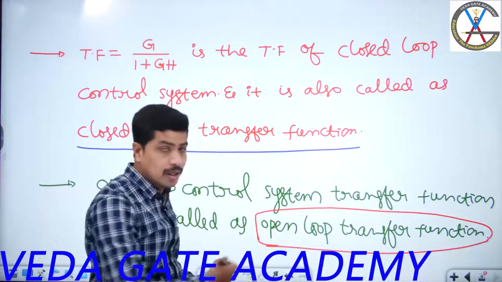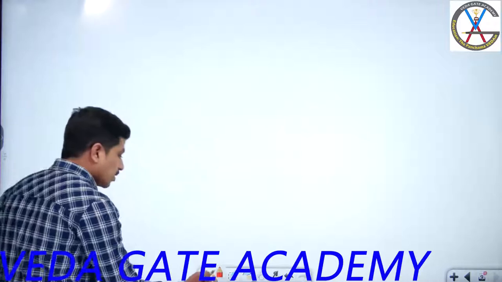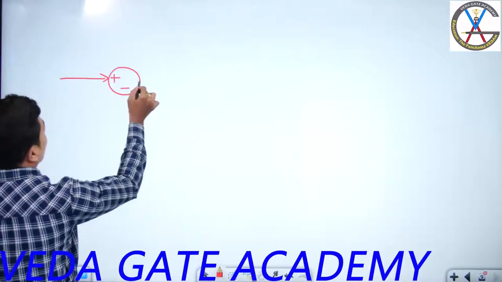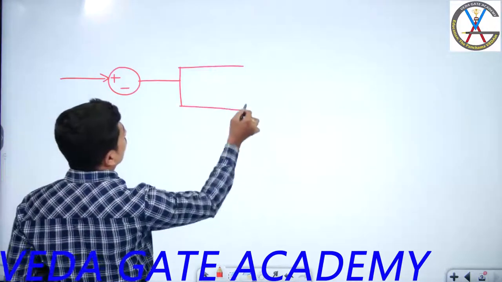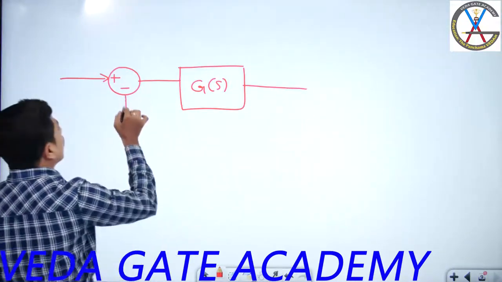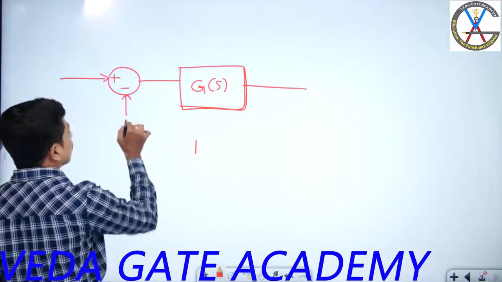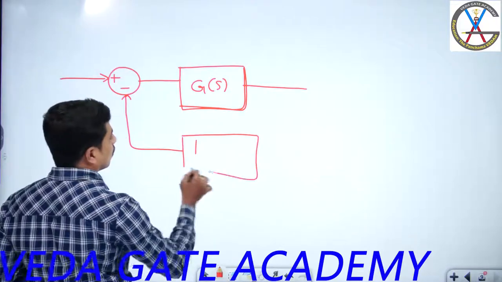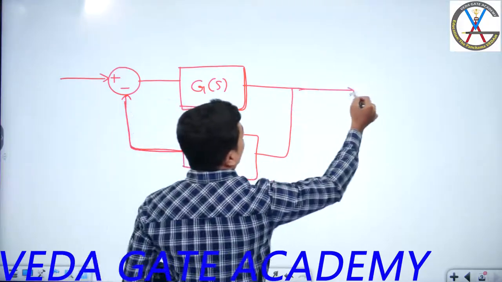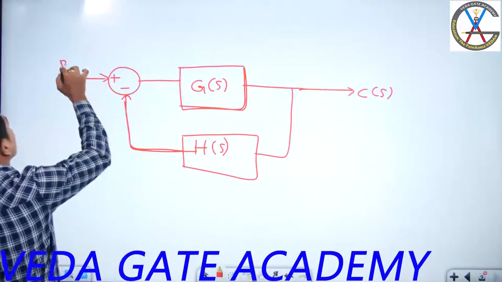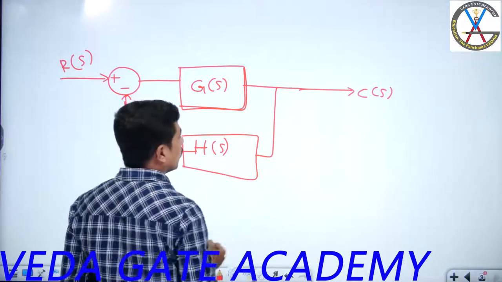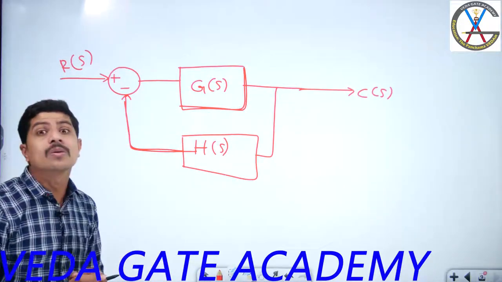I'll show you. Let's take the diagram once again. I'm taking the diagram. This is plus. This is a minus. This is G of S. And this is H of S. Observe here. This is C of S, and this is R of S. This is what we have taken. This is the closed loop control system.